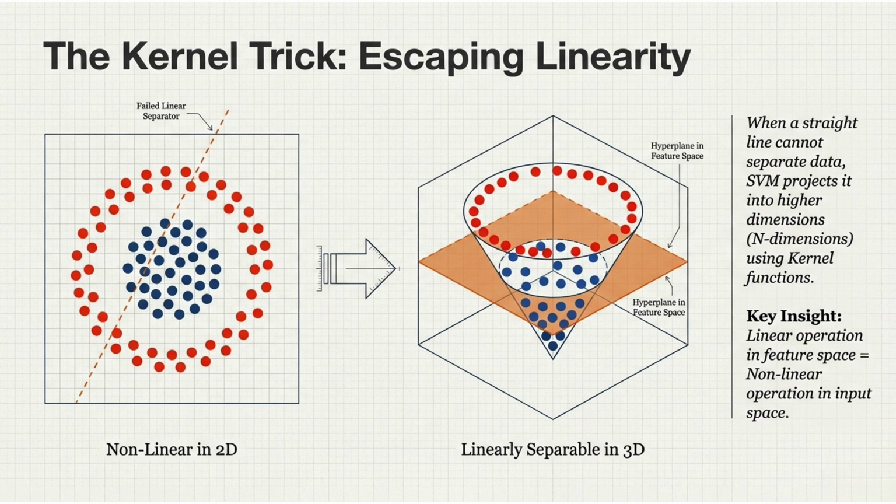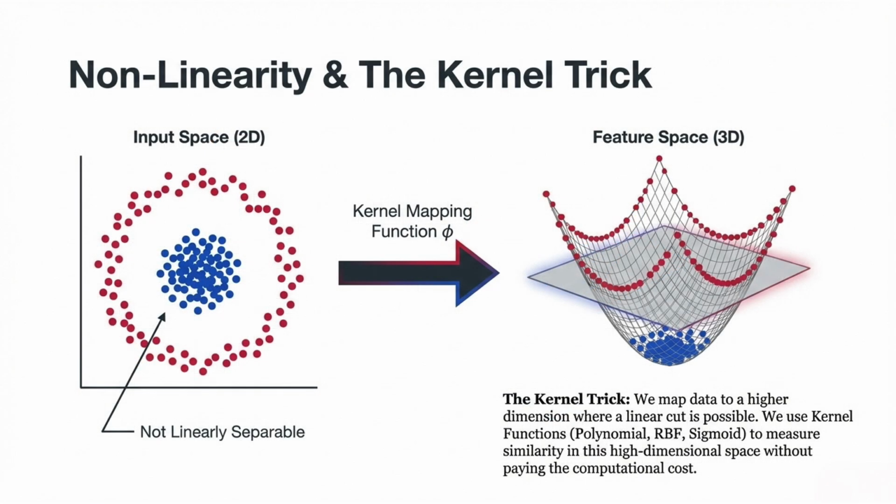Sometimes data cannot be separated by a straight line in its original form. In such cases, SVM uses the kernel trick to project data into a higher dimensional space. In that transformed space, complex patterns may become linearly separable. This means we perform a linear operation in feature space that corresponds to a nonlinear boundary in input space. The kernel trick allows powerful classification without explicitly computing higher dimensional coordinates.